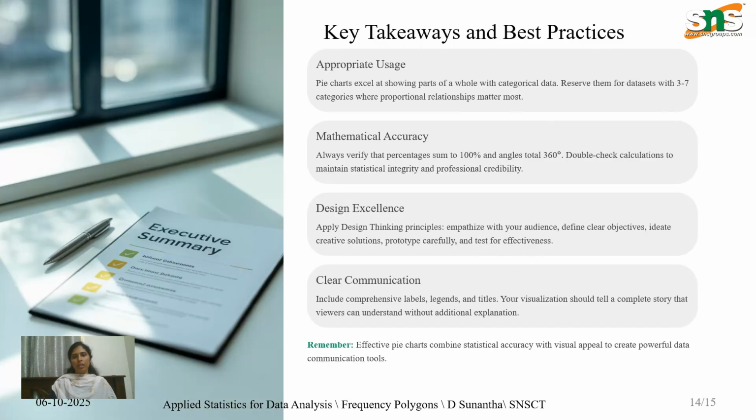Key takeaways and best practices of this are appropriate usage. When we use this pie chart appropriately, we can see that proportional relationships matter. Next is mathematical accuracy. Always verify the percentage sum is 100% and the angle total is 360 degrees. Next, design excellence. Apply design thinking principles: empathize with your audience, define clear objectives, ideate creative solutions, prototype carefully, and test for effectiveness. Next is clear communication. Include comprehensive labels, legends, and titles. Your visualization should tell a complete story that viewers can understand without additional explanations.